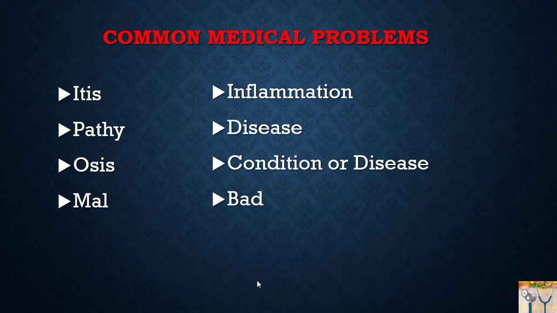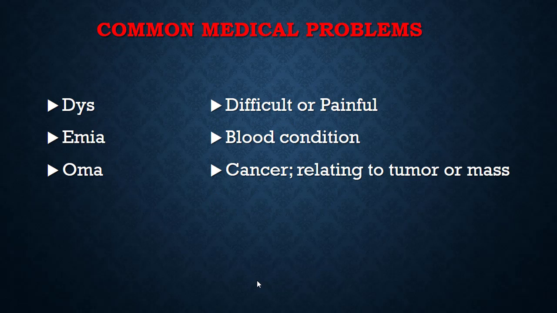Mal means bad. Example, malabsorption, that is bad absorption. Dys meaning difficult or painful. Example, dysphagia, that is difficulty swallowing. Emia means blood condition. Example, anemia. Oma means cancer or relating to tumor or a mass. Example, carcinoma, sarcoma.